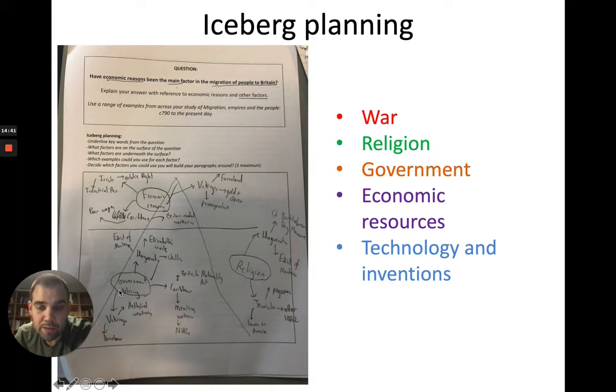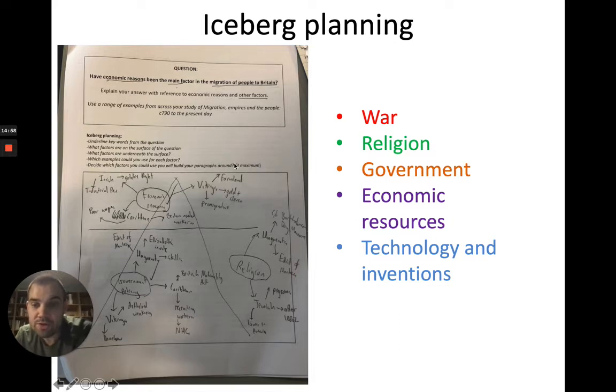I've then thought about the policy reasons why people moved to Britain. And then finally, I've thought about some of the religious factors that have led to migration. Okay, so I've then got a really nice plan to at least begin with before I start writing of some of the main topics I could write about.